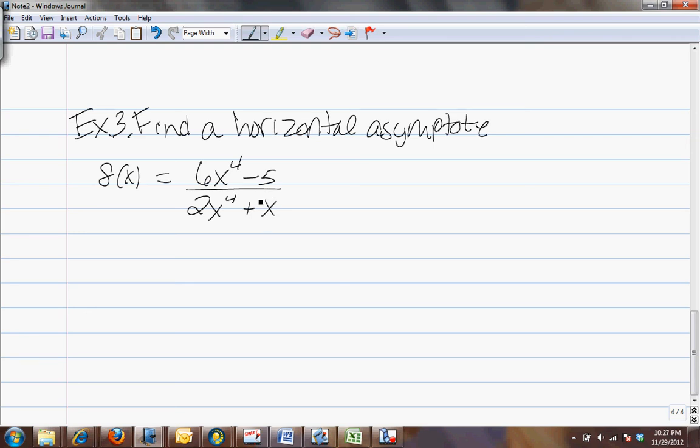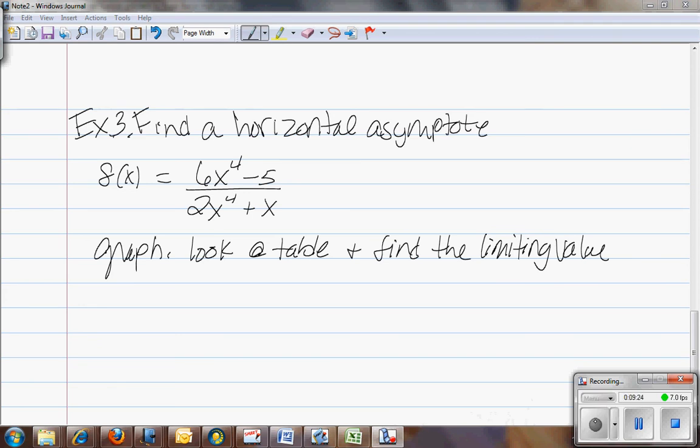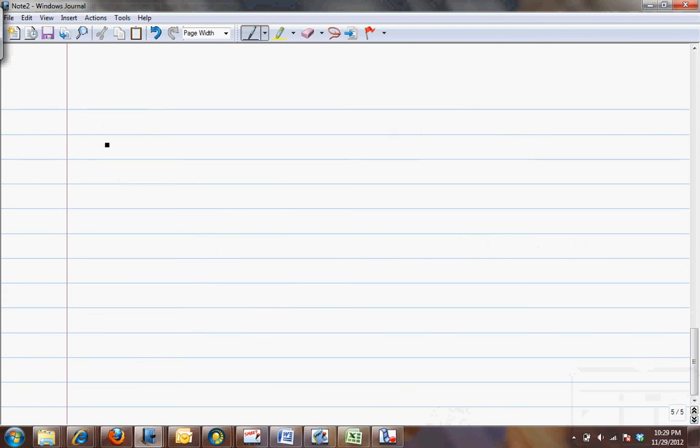When we're looking for horizontal asymptotes, the way we do that is we graph, look at the table, and find the limiting value. Okay, you should be done now and have that in your graphing calculator and have looked at your table, and hopefully you saw that the limiting value would be y is equal to 3. So that's pretty simple, just putting it in the calculator and figuring it out.